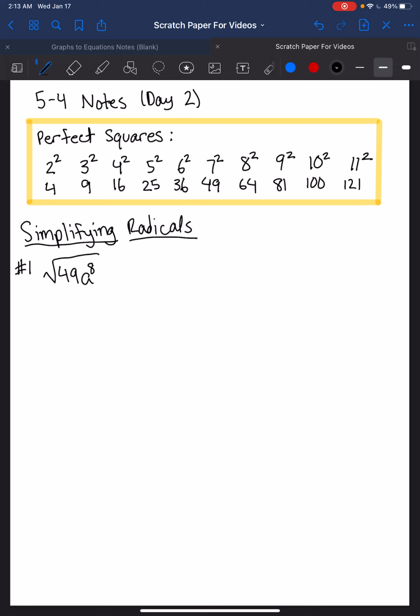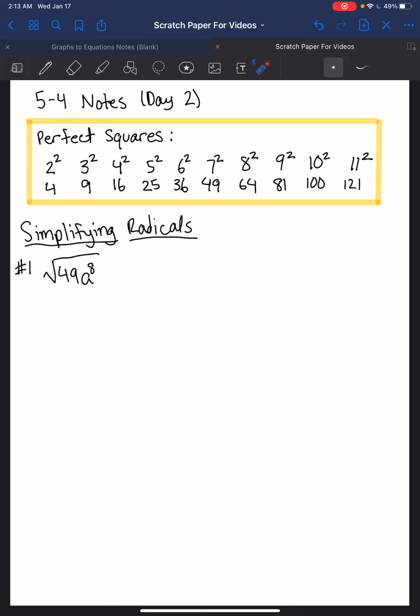In today's video, I will be finishing the second half of the 5-4 notes. Today, we are just going to discuss simplifying radicals. So, we already took the perfect squares notes back in the day 1 section of 5-4. So, I just copied and pasted my list onto this page. It's going to definitely come in handy in just a moment.